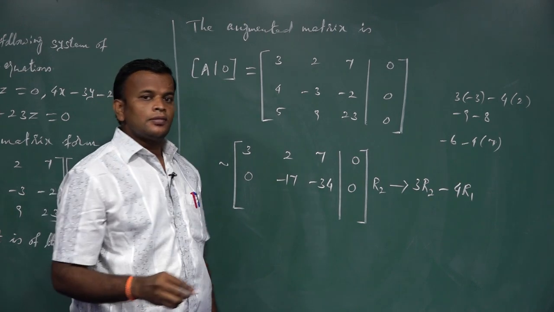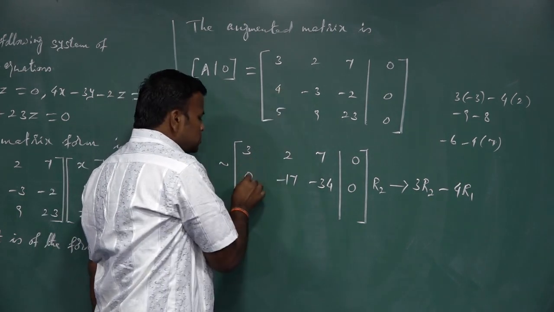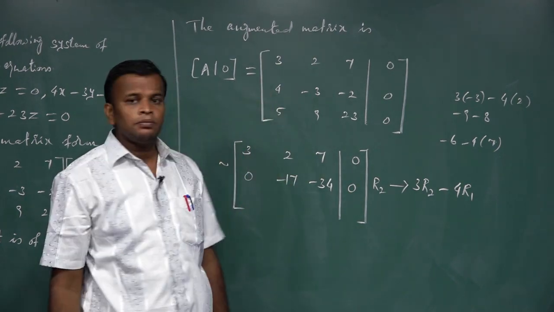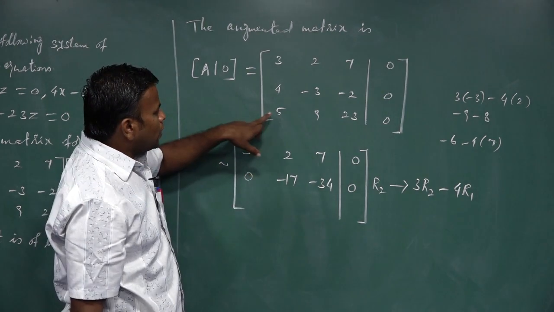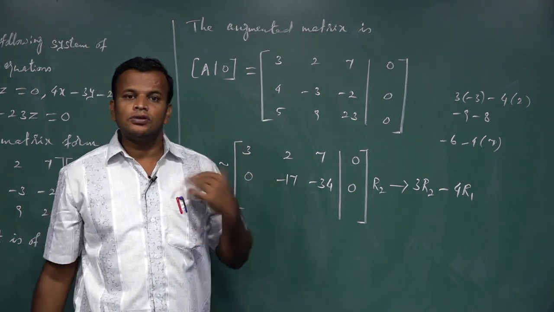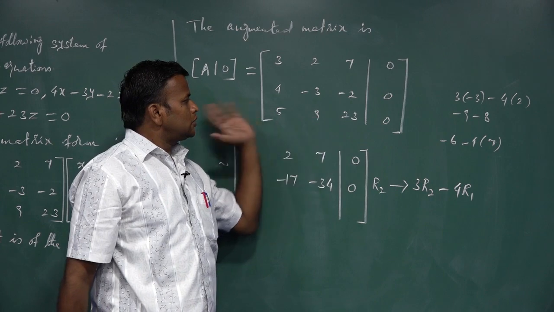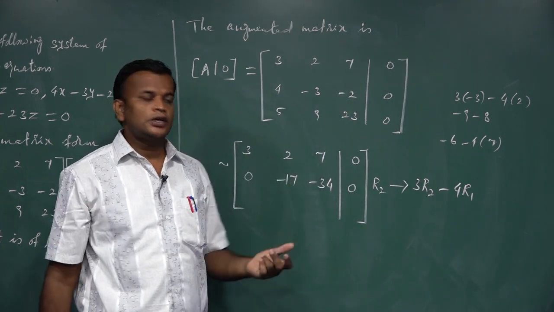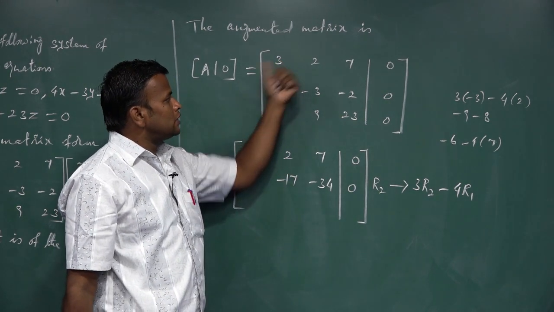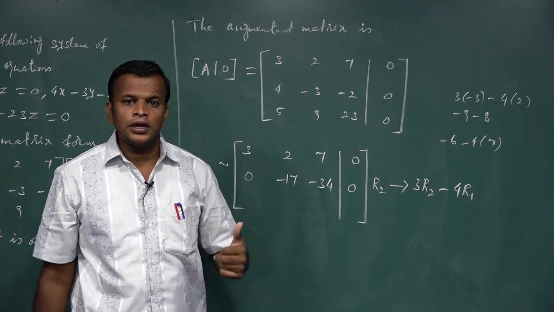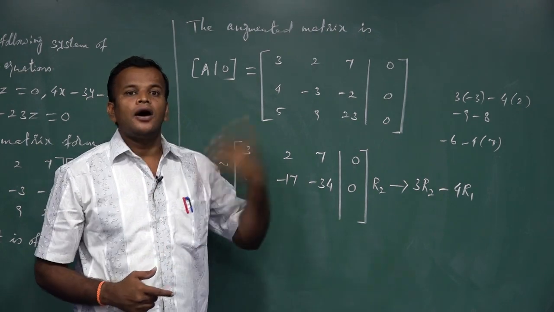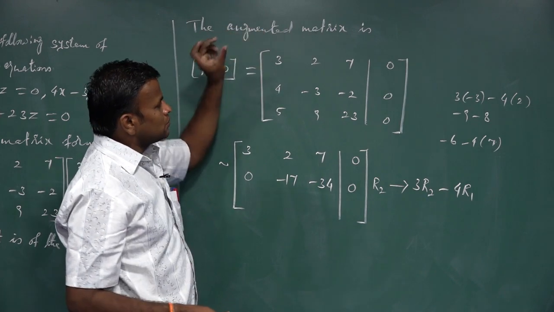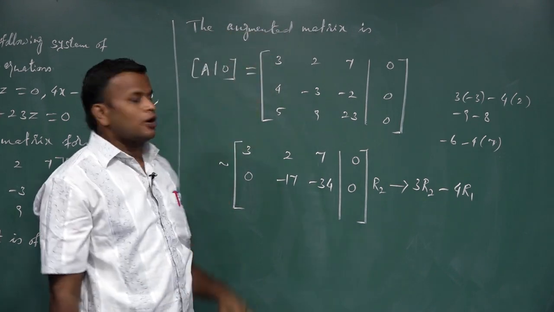What is our next step? After converting this element to 0, our next work is to convert this element to 0 as well. But 5, 4, 3: it is your choice. We consider R3 and R2, or R3 and R1. I compare 4 and 3. 3 is a smaller number, so I will take R3 and R1. I could take R2 also, but the simplification process is easy, so I will take R1.